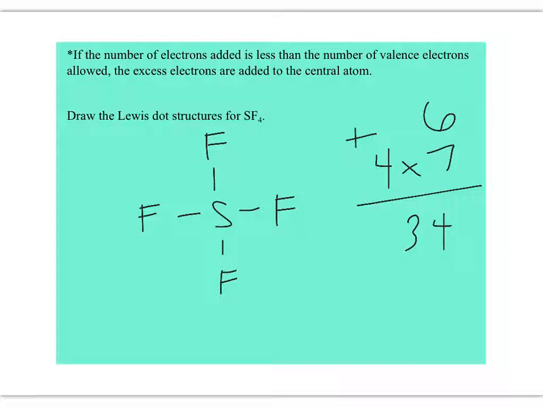And each fluorine needs its octet. It'll need 3 lone pairs. If you add up the number of valence electrons on this structure, however, there are only 32 electrons. We need 34. So we will stick the extra pair on the central atom. And sulfur is now an exception to the octet rule. It has access to 10 valence electrons.